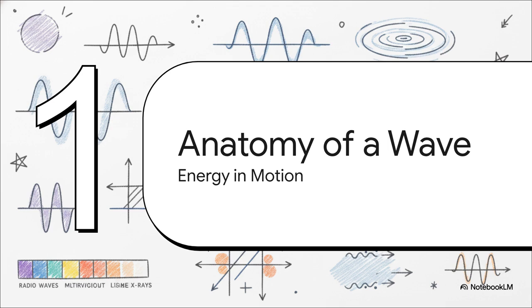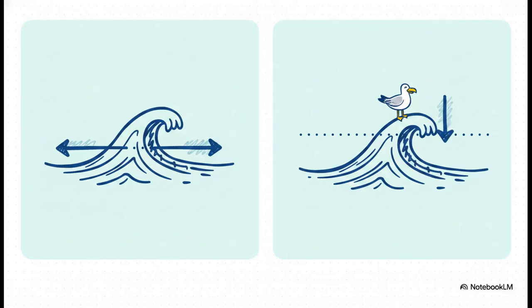All right, let's kick things off with Section 1, Anatomy of a Wave. So fundamentally, a wave is just a disturbance. It's transmitting energy from one place to another, not actual matter. And we measure this using two main things, wavelength and amplitude. Wavelength is exactly what it sounds like, the distance between adjacent identical parts of a wave. Think crest to crest. Amplitude, on the other hand, is the distance from its normal resting position to its maximum displacement.